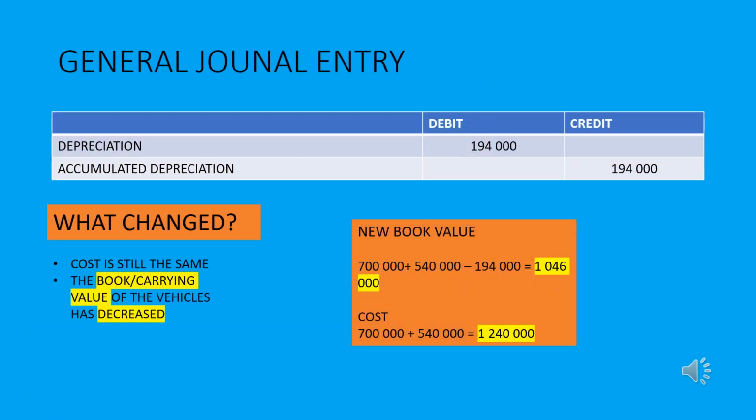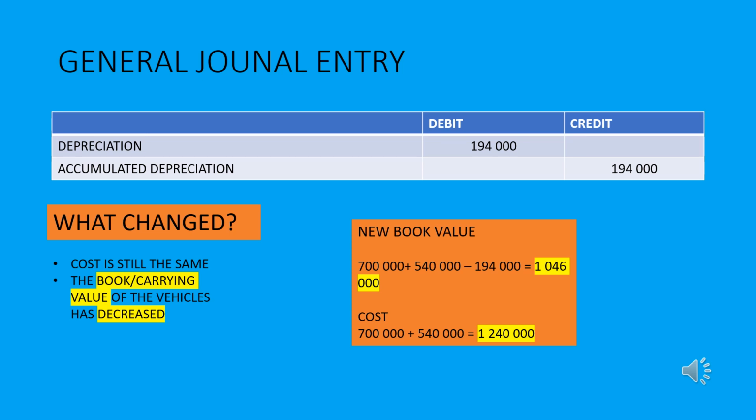So now we are going to look at the general journal entry. What we are going to do now is first record depreciation on the debit side of our general journal, because depreciation is an expense and expenses are dead, and therefore they increase on the debit side. And then we're going to record accumulated depreciation on the credit side of our general journal, because accumulated depreciation is a negative asset, therefore increasing on the credit side.